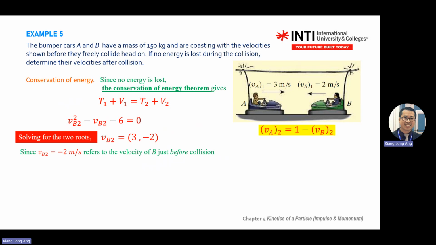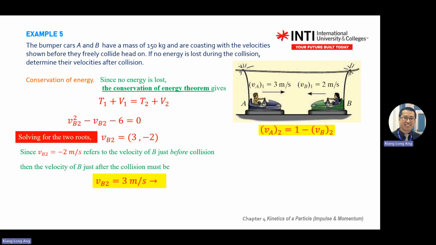Sorry, VB before, just before the collision. So you can see VB is minus 2 in the diagram. 2 to the left is minus 2. So the other answer is 3.